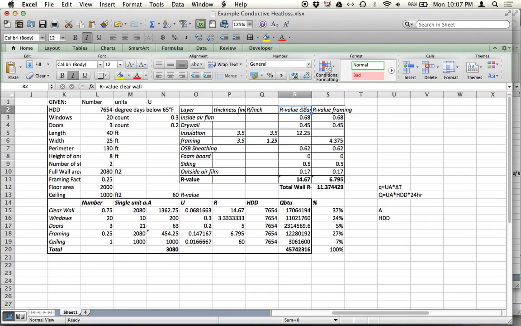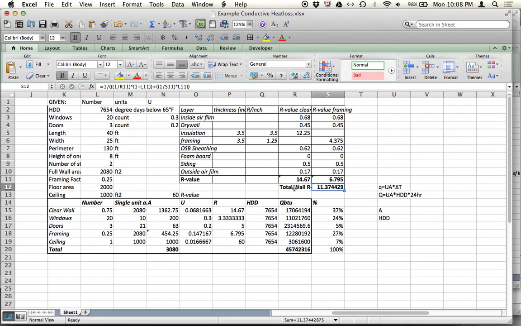So for the R value for the clear wall, the section that's got insulation in it, we now take the R value per inch times the number of inches, and we calculate an R value. And for the framing, we take the R value per inch times the number of inches, and we calculate an R value. And now we simply add these things up. The sum of all of those layers, all those sandwich layers in the wall, are going to be the R value for that portion of the wall. So this is for the clear wall, and here's the R value for the framing. We've summed that as well.